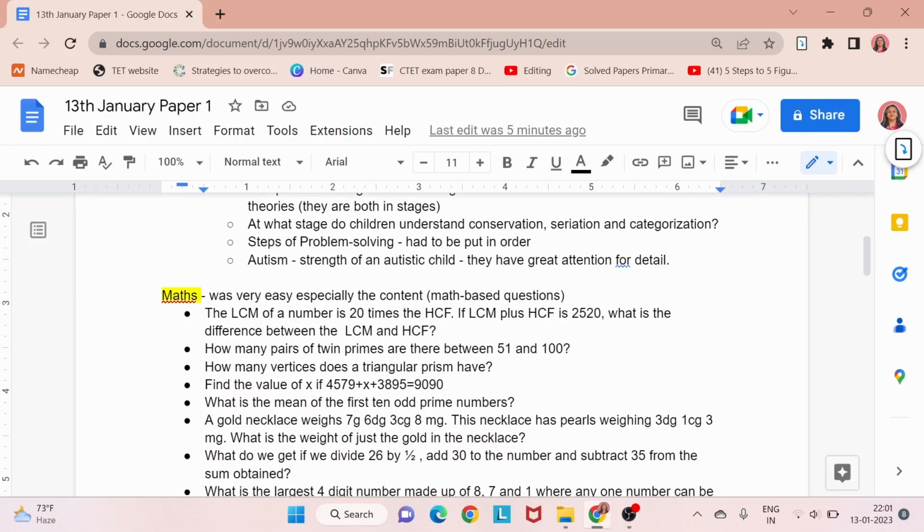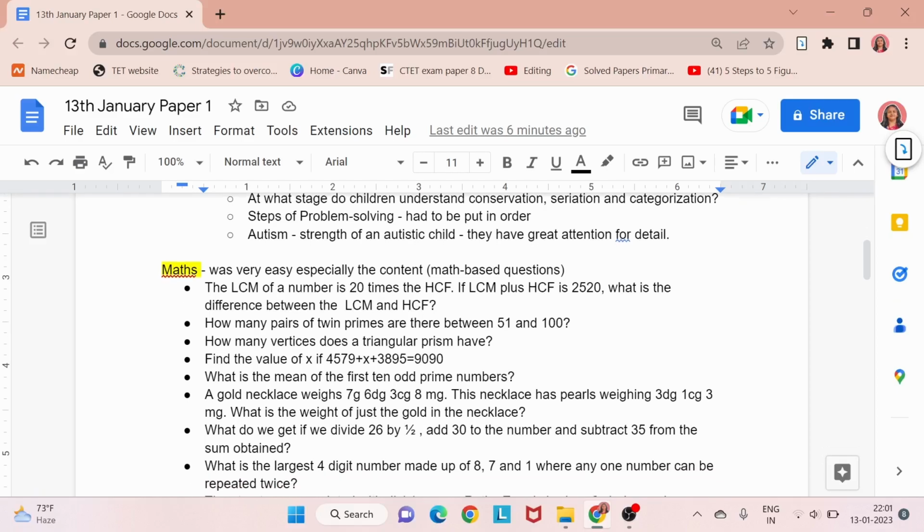Maths was extremely easy. In fact, they didn't ask a very difficult question at all. And I have written down some of the questions. So here is one. I am not solving them for you, but you can get a hint as to how simple they are. So the LCM of a number is 20 times its HCF. If LCM plus HCF is 2520, what is the difference between LCM and HCF? So it is just a matter of finding what the LCM and HCF is, and finding the difference between them. Then how many pairs of twin primes are there between 51 and 100?